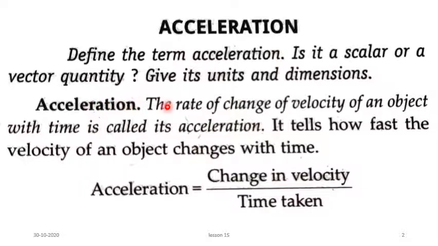Acceleration. The rate of change of velocity of an object with time is called its acceleration. It means at what rate your velocity is changing. That is known as your acceleration. It tells how fast the velocity of an object changes with time. Fine. So what is the formula for acceleration? Acceleration equals change in velocity divided by time taken.